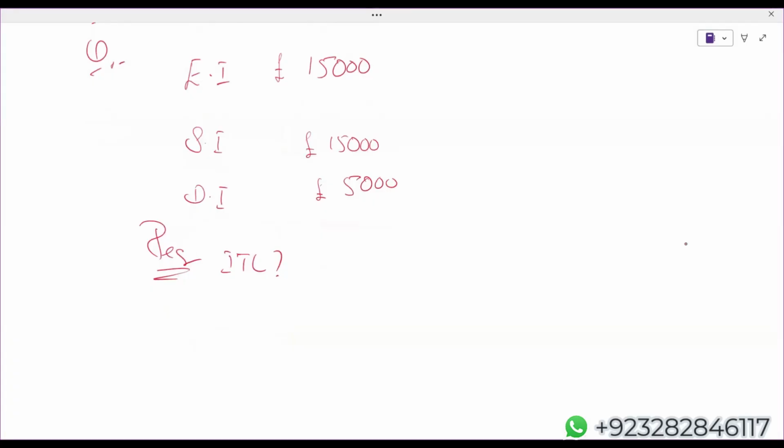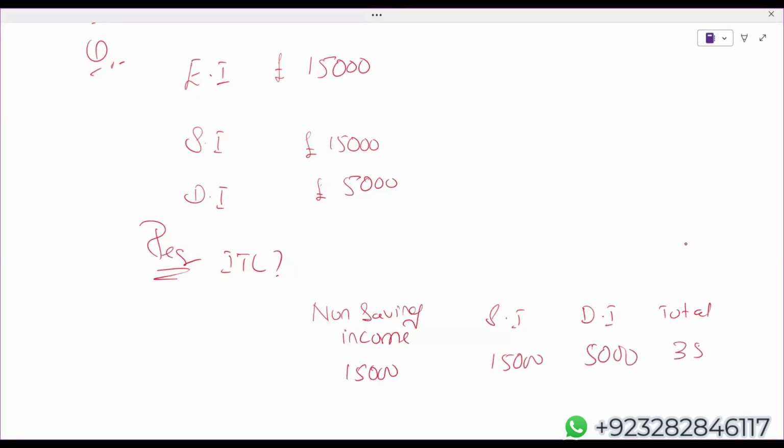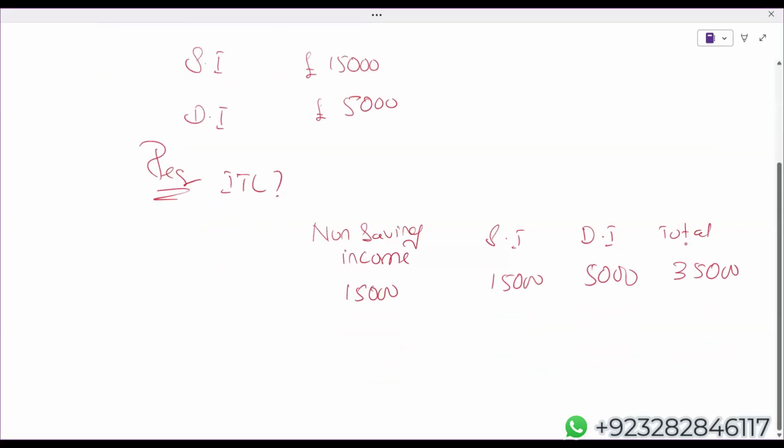Employment income, we know that it's a non-saving income. So the first column is for the non-saving income. The second column is saving income. Then we have got dividend income and total. I'm just writing directly to save time. Employment income is a non-saving income. Then we have saving income 15,000. Then we have got dividend income 5,000. Total is 35. Personal allowance 12,570.